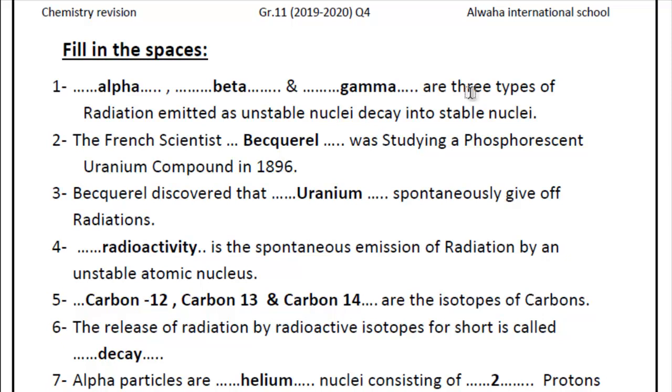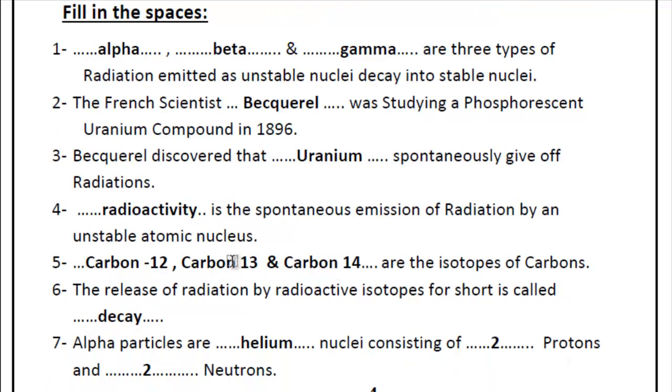Fill in the space: the 3 types of radiation are alpha, beta, and gamma. The scientist who was studying the fluorescent uranium compound is called Becquerel. And number 3, Becquerel discovered that uranium spontaneously gives off radiation. Number 4, radioactivity is the spontaneous emission of radiation by an unstable atom nucleus.